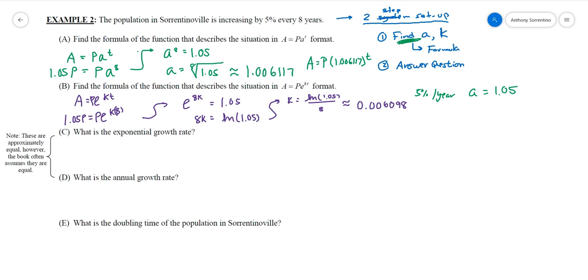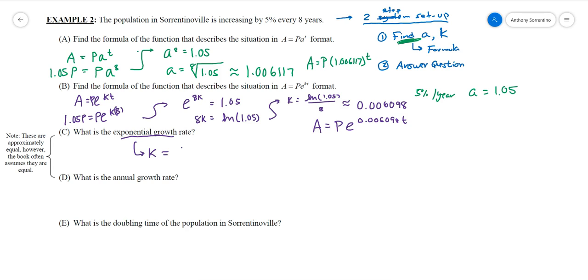And so the formula that I would use if I'm using this one is A equals P e to the 0.006098 t. Now here's the difference between an exponential growth rate and an annual growth rate. First of all, in many cases, your textbook treats them as being the same thing. So if it says 5% per year, for instance, they'll say that that's the same thing as the exponential growth rate. The exponential growth rate is k.